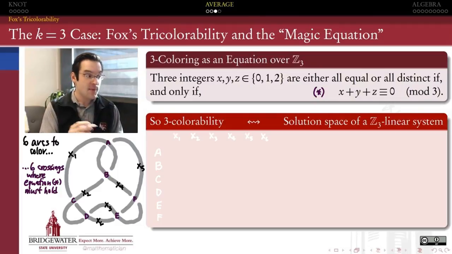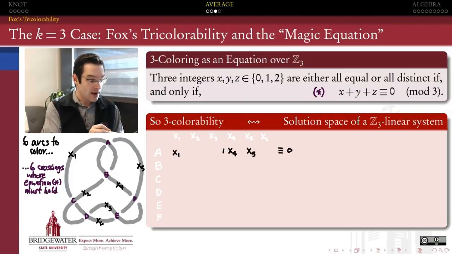And so what we get is a 6 by 6 system of linear equations over Z mod 3, where each of those equations corresponds to one of the crossings, and we require that at the crossing this equation hold, and each one of the variables is the color that we assign to one of the 6 arcs in this diagram. So for example, at the crossing I've labeled A in this diagram, we have 3 arcs that are incident to that crossing, the x1 arc, the x4 arc, and the x5 arc. And if we have a valid coloration, then the magic equation needs to be satisfied at that crossing, i.e., the color we assign to x1 plus the color we assign to x4 plus the color we assign to x5 has to be congruent to 0 mod 3.